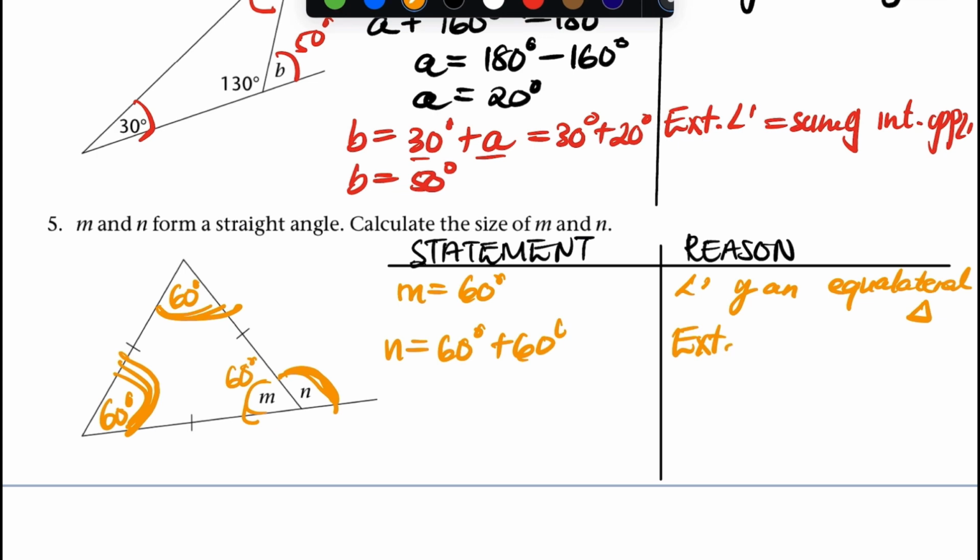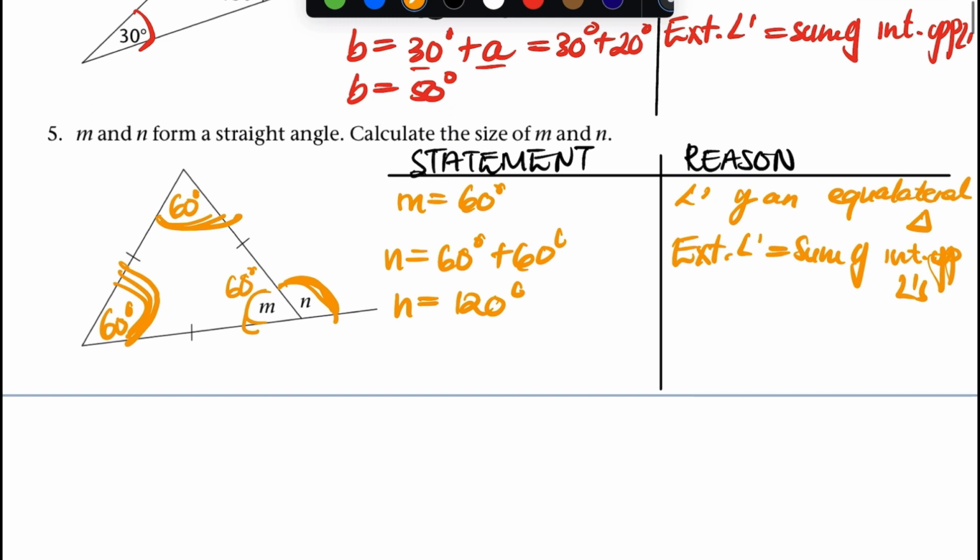So exterior angle is equal to the sum of interior opposite angles of a triangle. So N is equal to 120. We can even do it like this: since this is a straight line and you know the other angle, we can add the two.